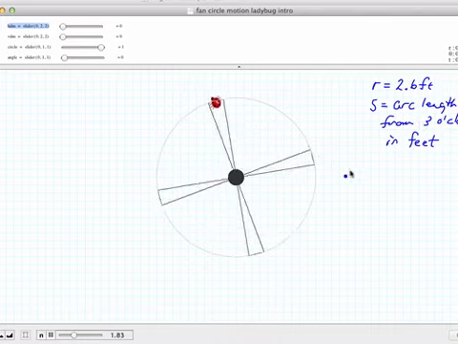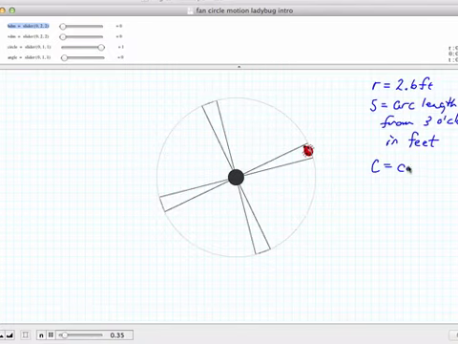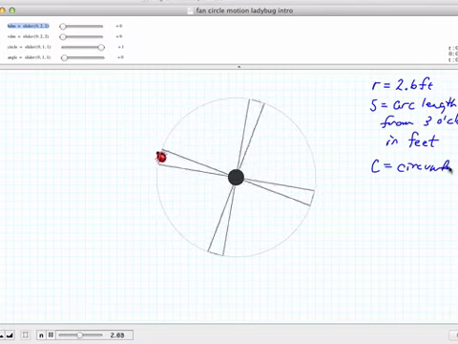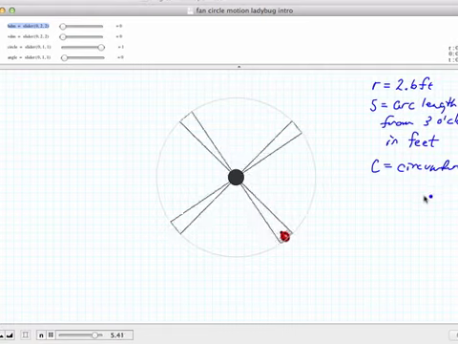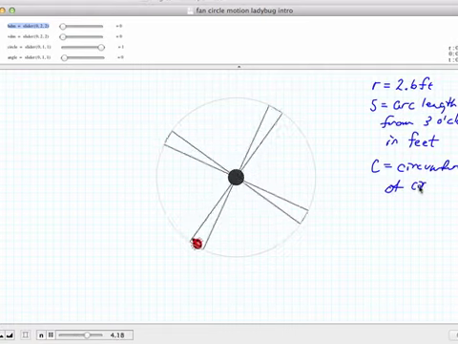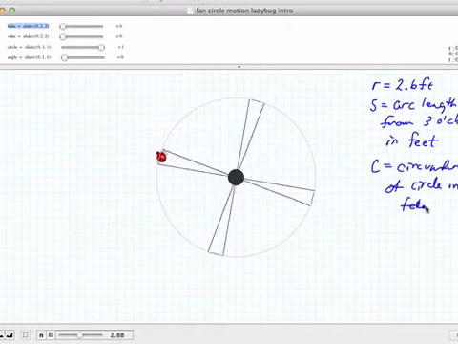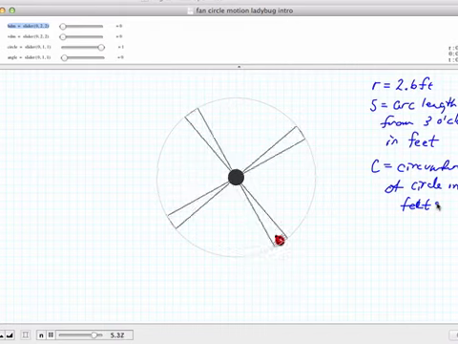What is 2 pi? Okay, C, circumference of the circle. Fixed or changing? Okay, here, let me give you an idea.